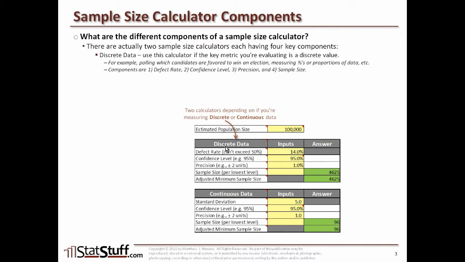So the components of this particular calculator include these 4 areas here. That's the defect rate, confidence level, precision, and the sample size, which would also include the adjusted minimum sample size that we'll get into a little bit later.